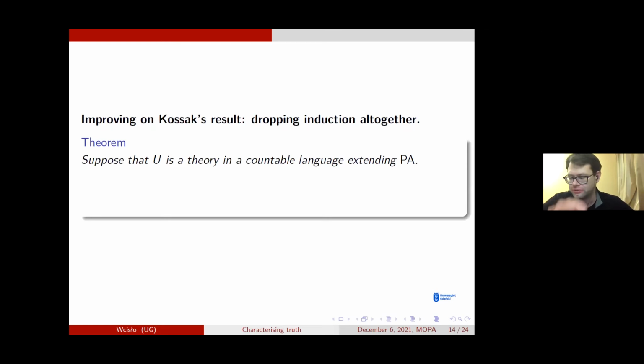Okay, so finally, we can say something positive. One thing we can do is drop induction altogether all along the way.